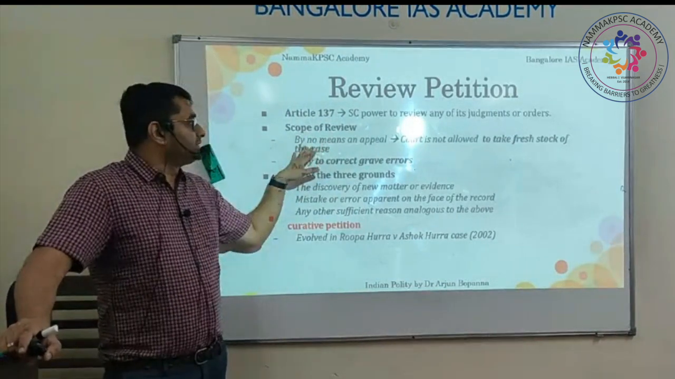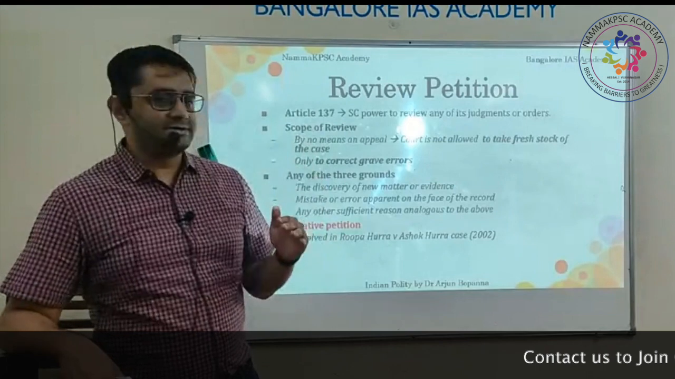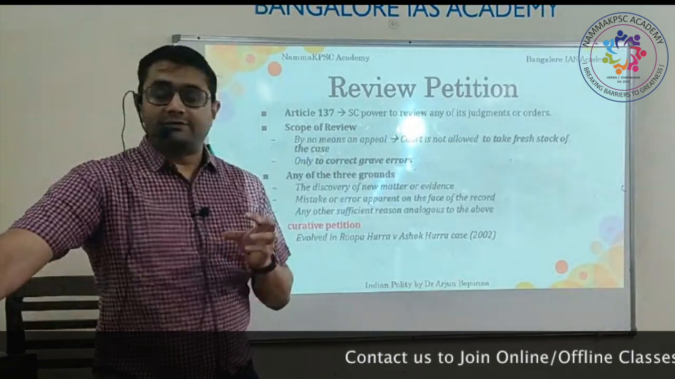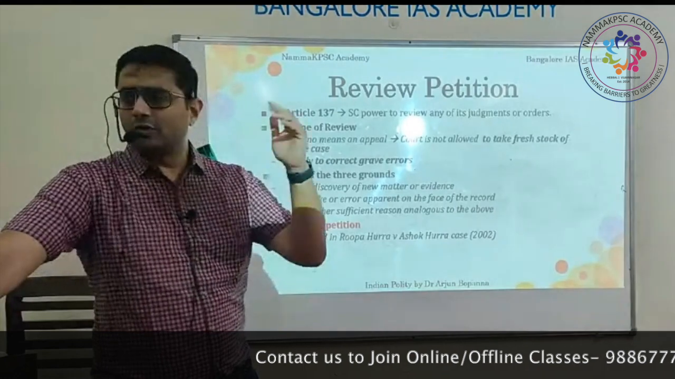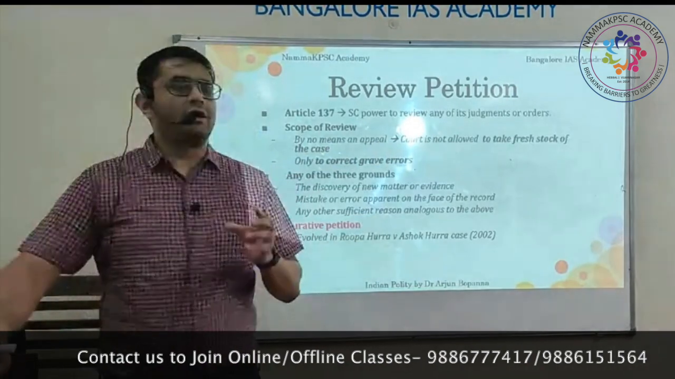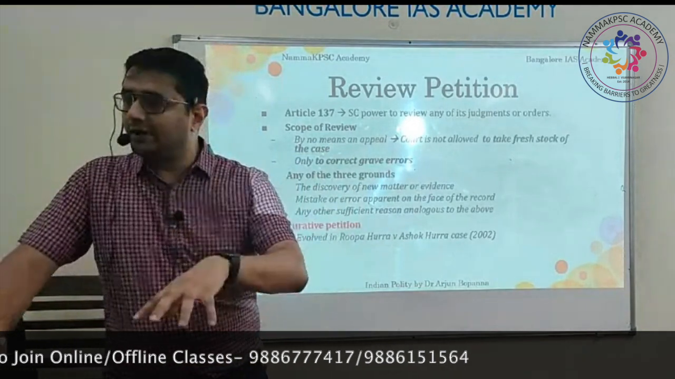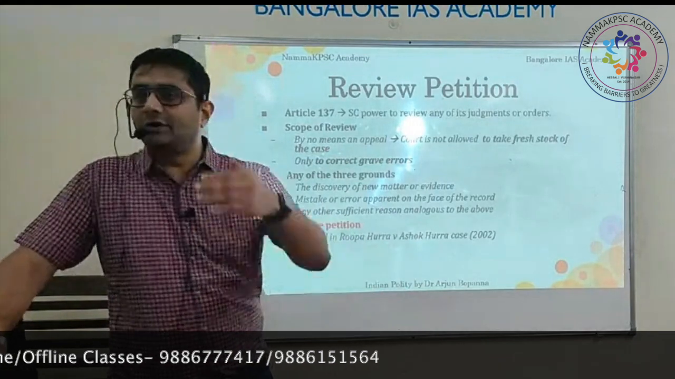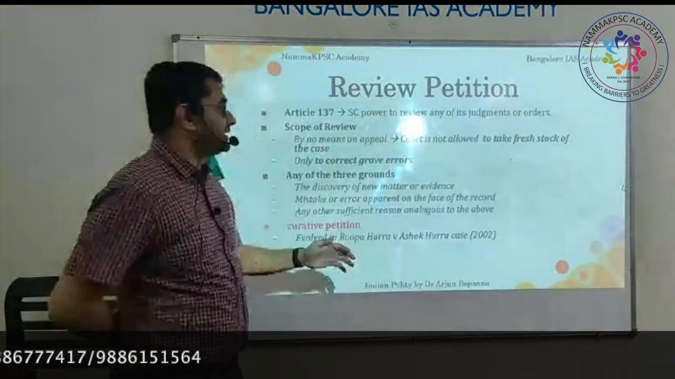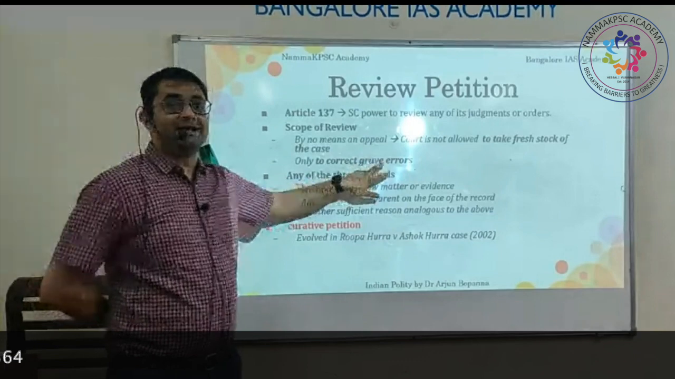So the scope of review is by no means an appeal. When we say appeal, one can, as a matter of right, go to the higher court. When it is decided by the High Court, they can go to the Supreme Court, but this is not an appeal. The court is not allowed to take a fresh stock of the case, meaning there are no arguments once again. It's not going to be like a regular court hearing. In a review petition, it will not look into the entire case once again. It is only allowed to correct any grave errors.